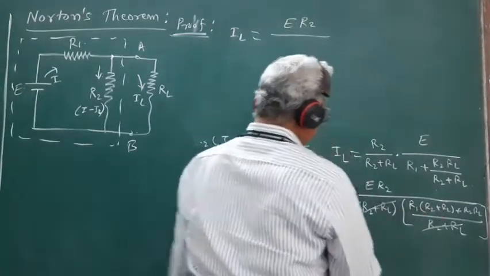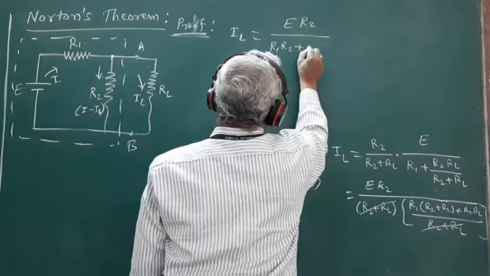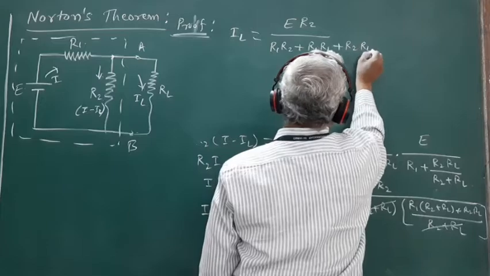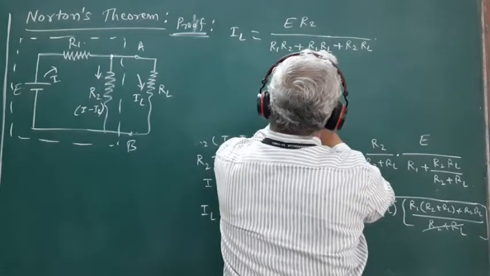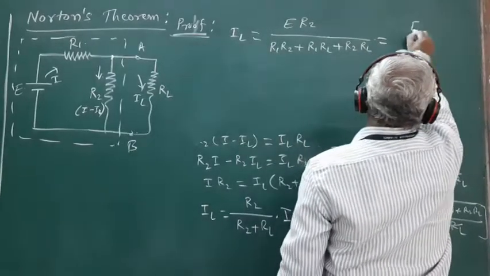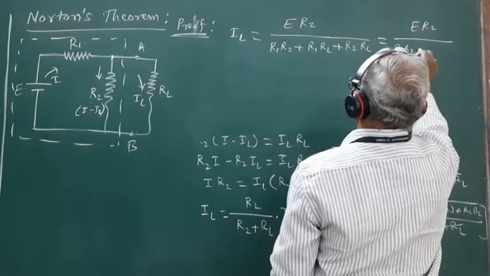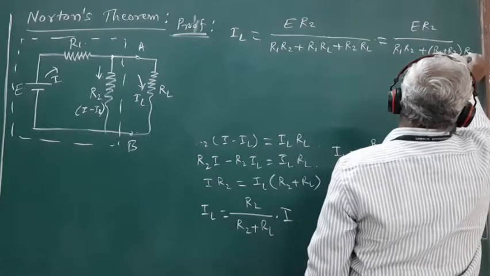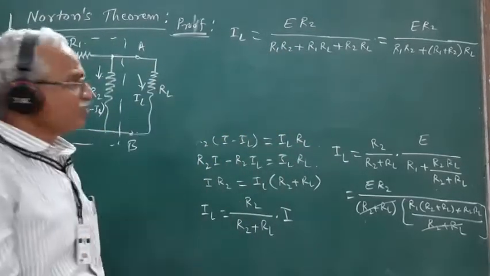if we open up this bracket, it can be expressed as R1 plus R1 plus R2, or if we club these two terms, this can be expressed as ER2 divided by R1 plus R2, and dividing both numerator and denominator by R1 plus R2.